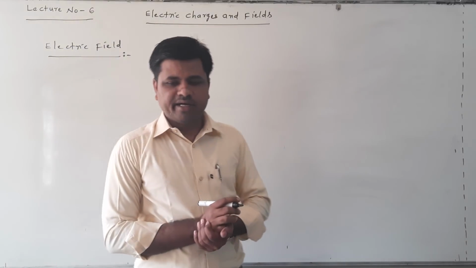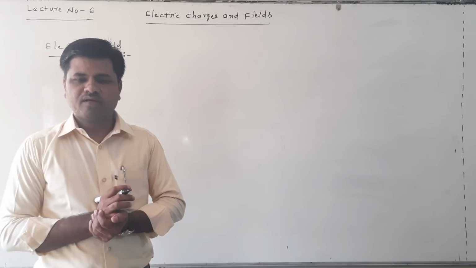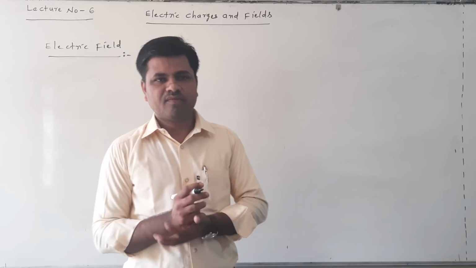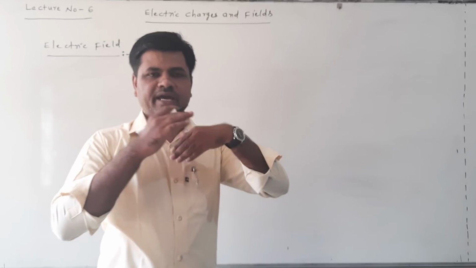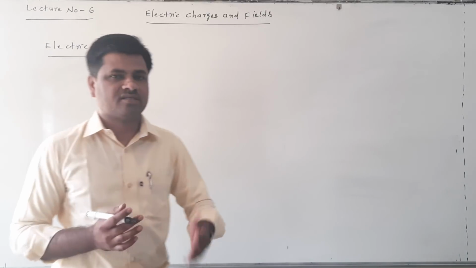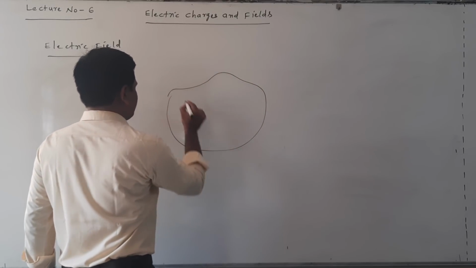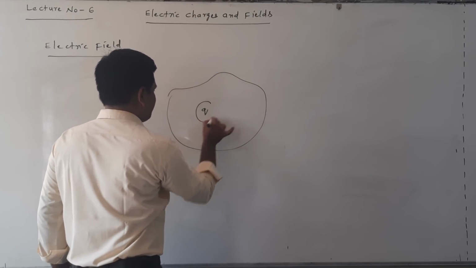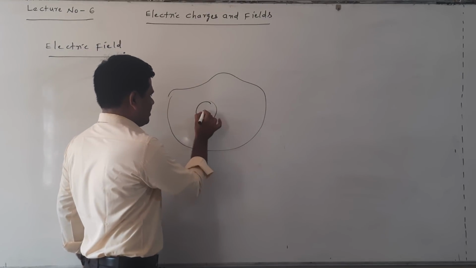What is the electric field? The region or space surrounded by an electric charge or group of charges. Suppose I take one charge here, a capital Q charge. The region or space surrounded by an electric charge.